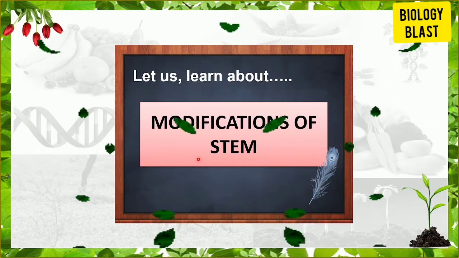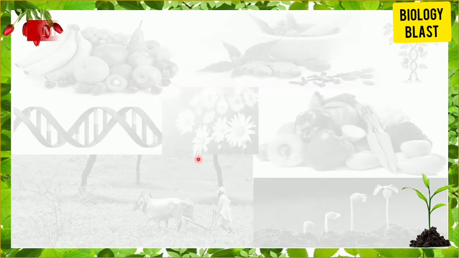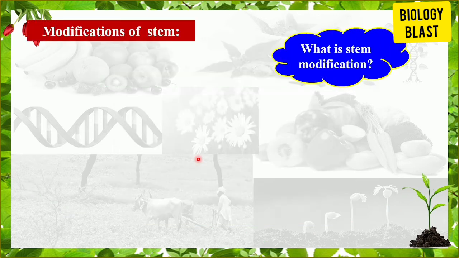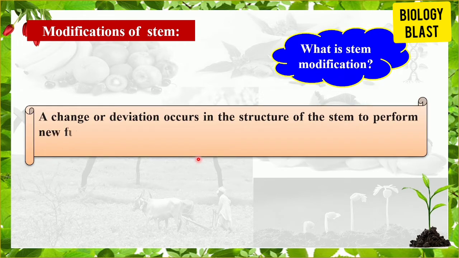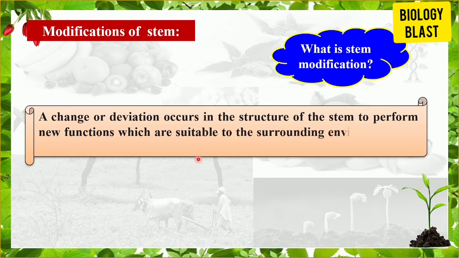Today's topic is modification of stem. Modification means change. What is stem modification? A change or deviation that occurs in the structure of the stem to perform new functions suitable to the surrounding environment is called stem modification.